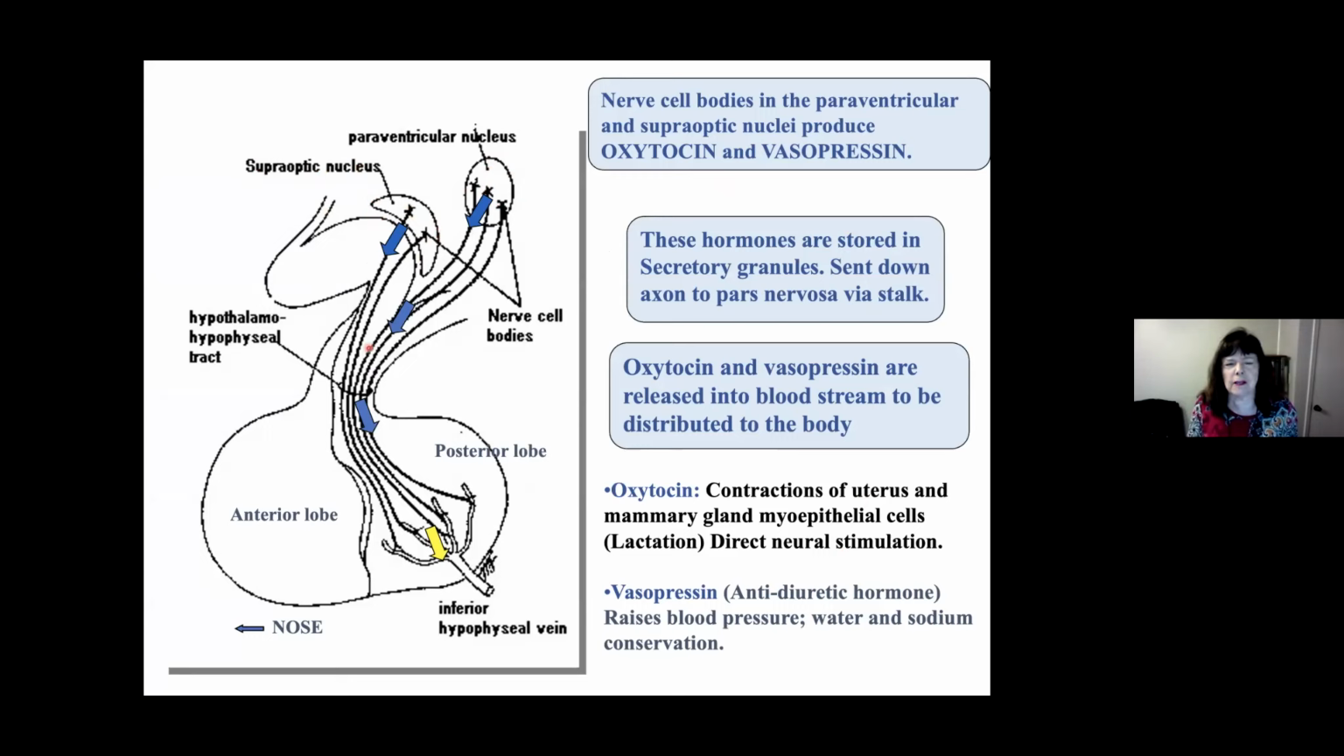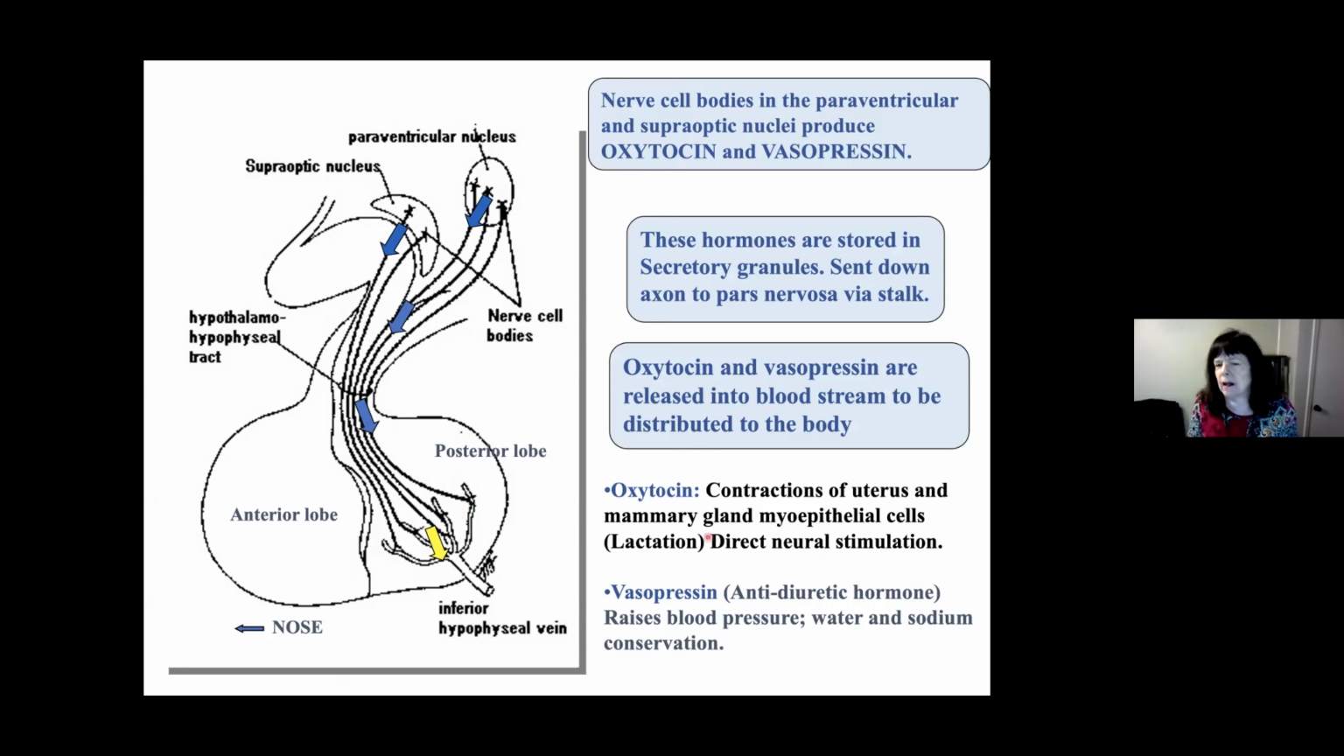And these are the axons, which are heading down, and they form the posterior lobe. And that's all the posterior lobe is. It's just a bunch of axons and some supportive glial cells. And then, of course, you have the capillaries they secrete into.